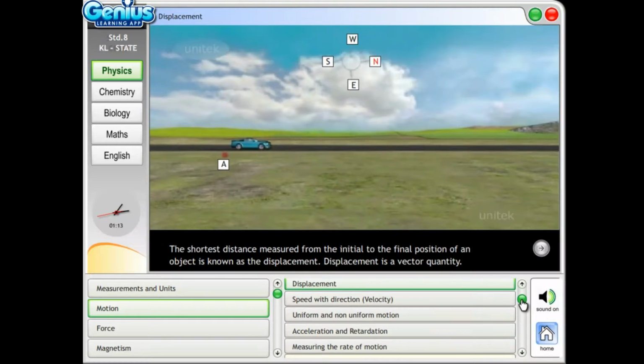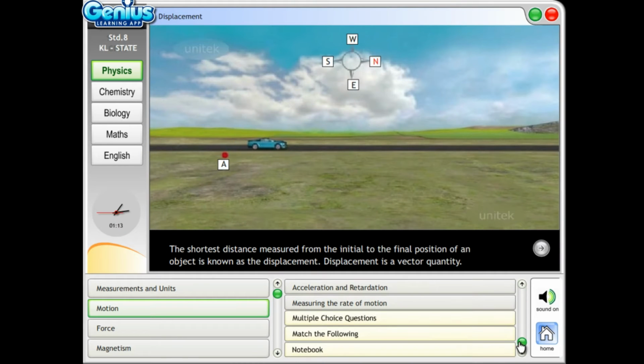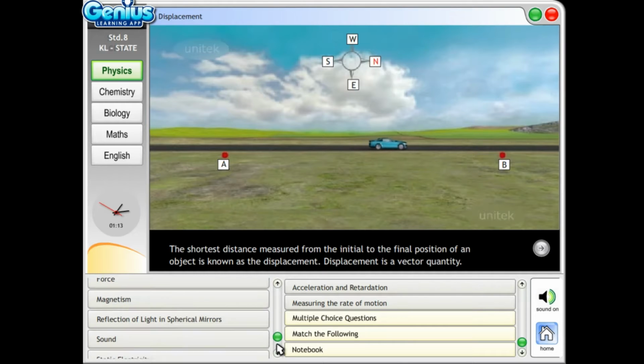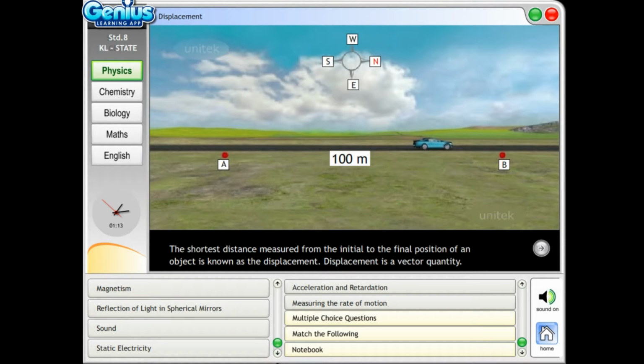Displacement. The shortest distance measured from the initial to the final position of an object is known as its displacement. Displacement is a vector quantity.